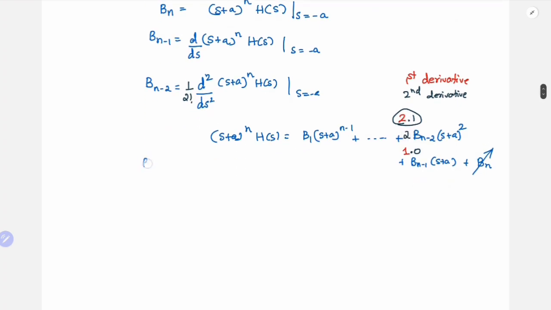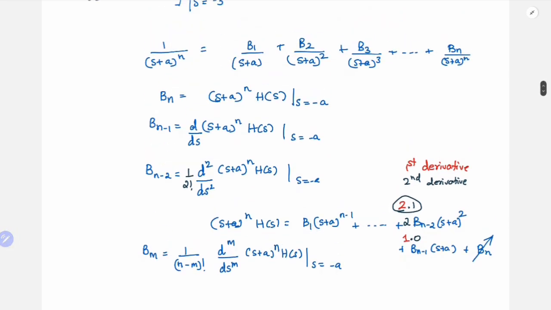Similarly, for b any m, what should I do? I should divide by (n minus m) factorial and take d power m by ds power m of (s plus a) whole power n h of s at s equal to minus a. So this constant term I need to be careful with. Otherwise, this is also straightforward.